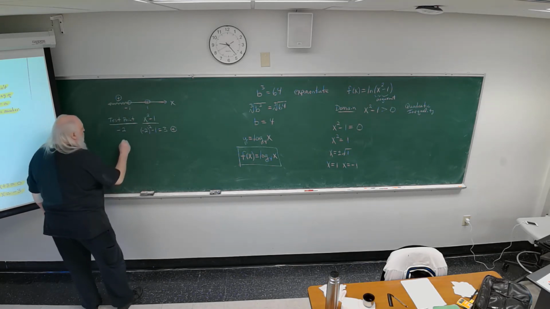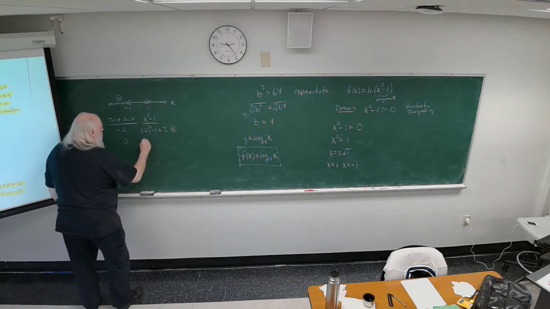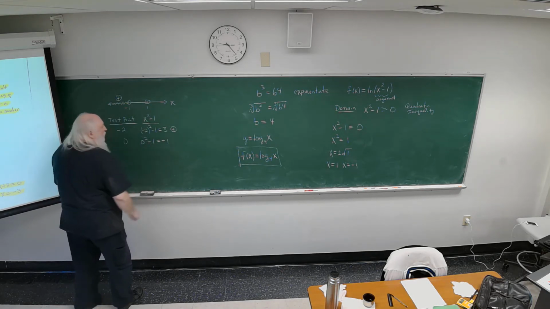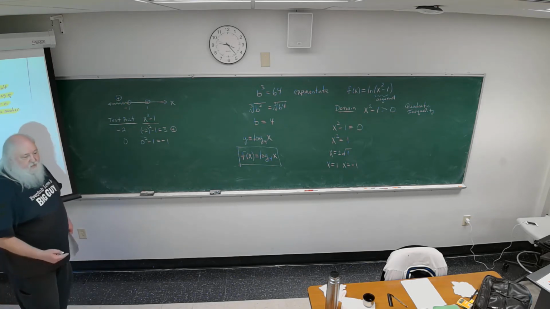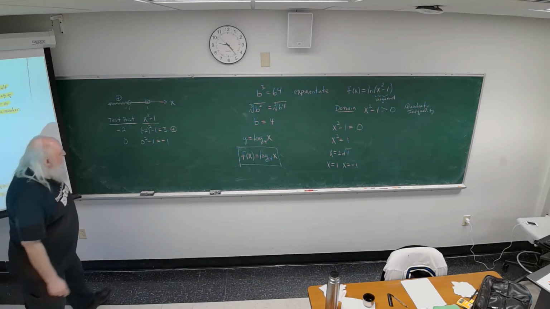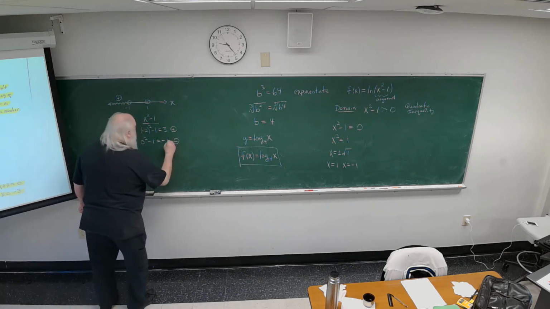Zero is between minus 1 and 1. And our argument going into the natural log function is equal to negative 1, and you can't take the natural log of a negative number. So these numbers in the second interval don't work.